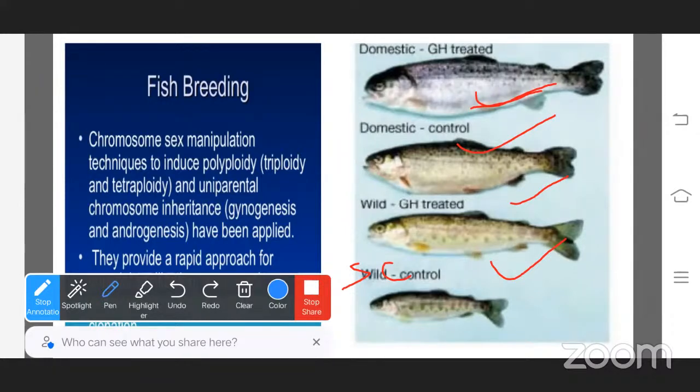The wild is considered the domestic control, and domestic species with growth hormone. When we get more size, we get more mass of the body. So this manipulation technique is for more body mass.